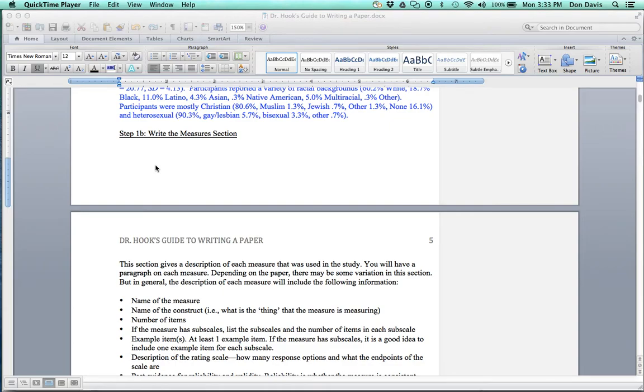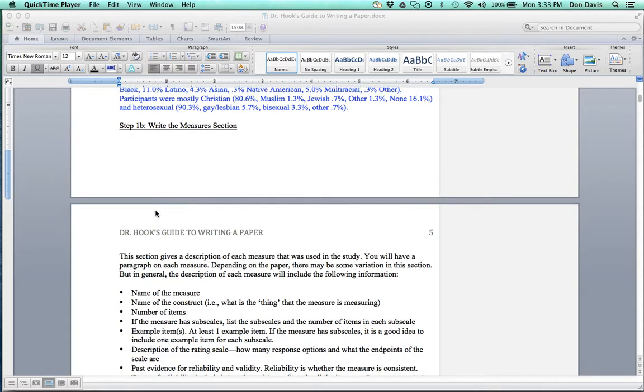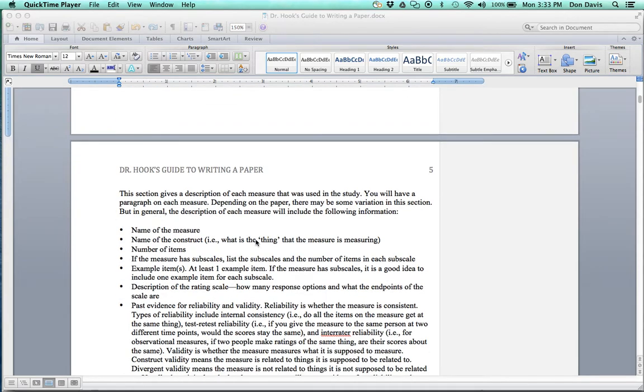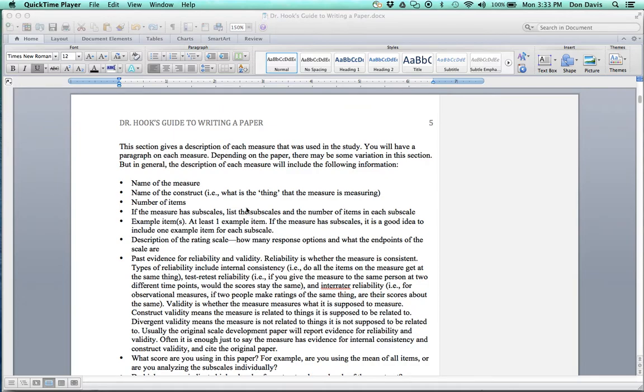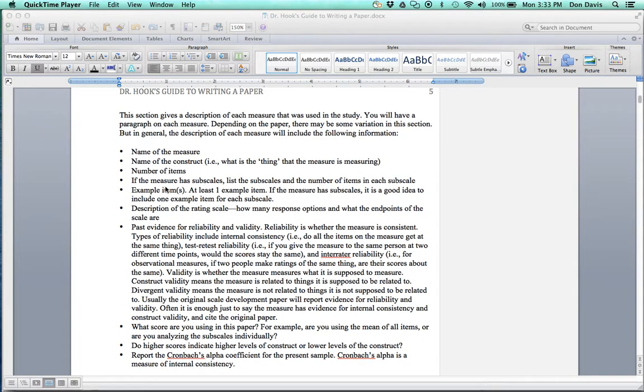Okay, we're doing step 1B for writing a method section, how to write up the different measures in a section. A key thing is to use parallel structure. So for each measure that you describe, don't get super creative. Use a similar organization. And this outline generally corresponds with what we do.